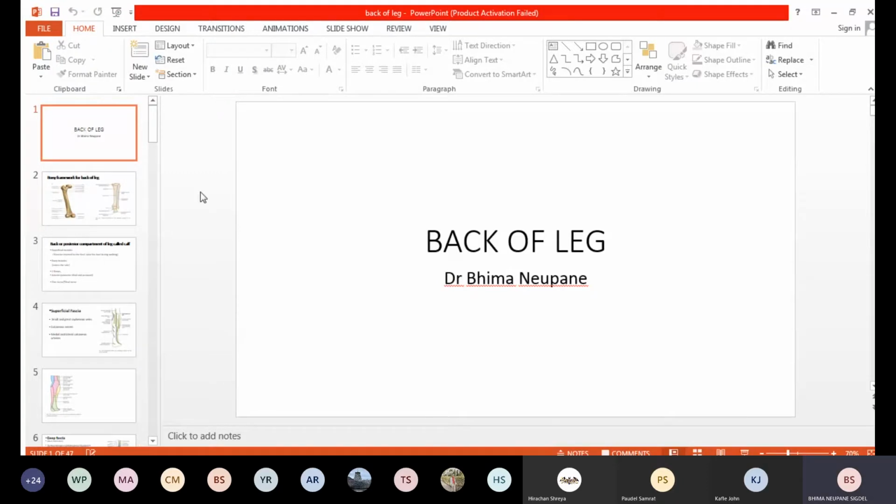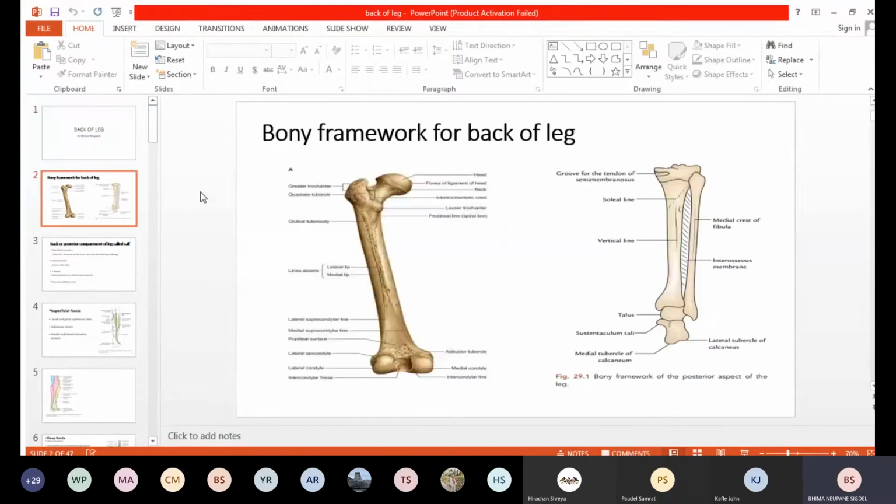Okay. Good morning, all of you. Good morning, ma'am. We are starting with the back of the leg. So to know about the muscles and the fascia, everything about the back of the leg, first you have to know about the osteology part.